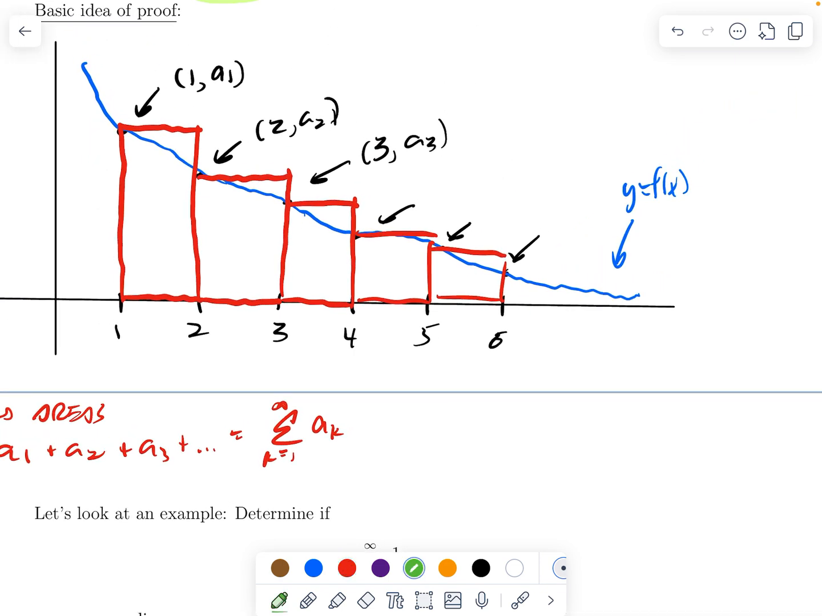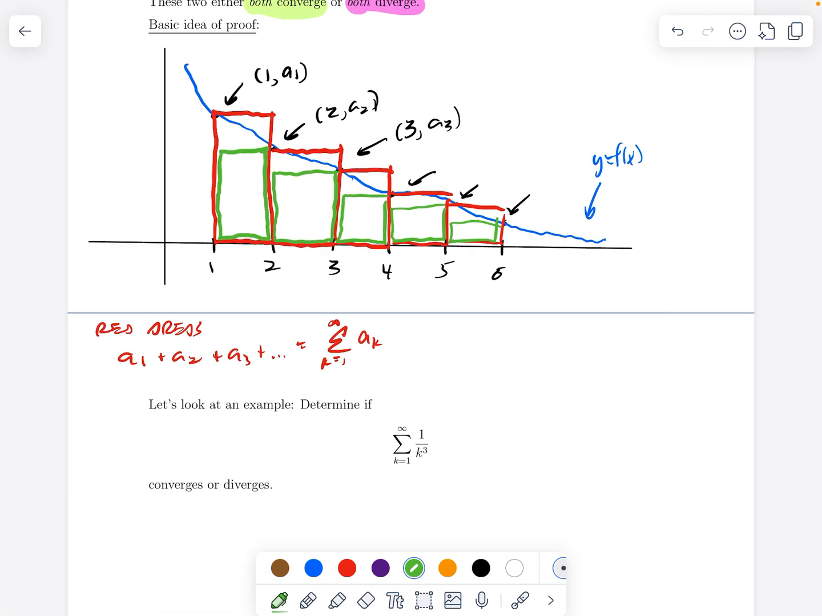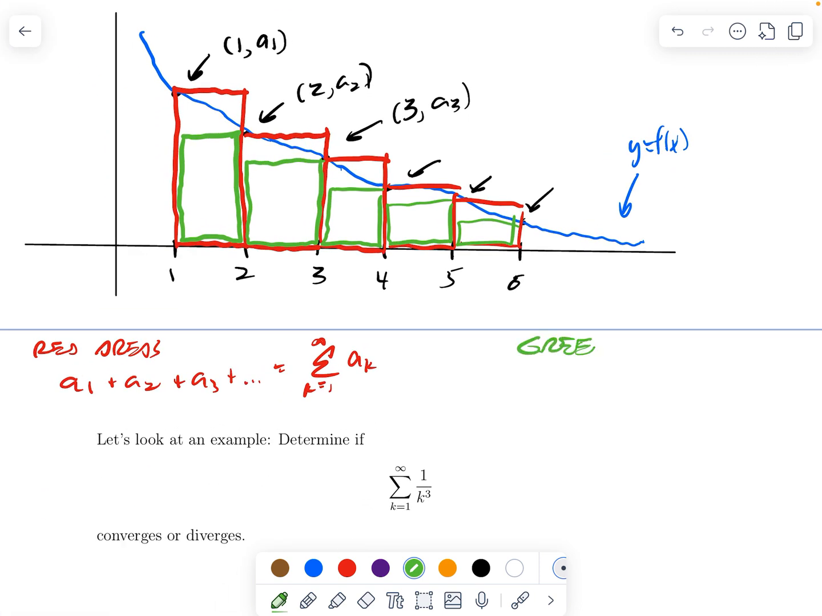Now, let me draw some green boxes. Here's my green box. This is kind of like left endpoint approximations and right endpoint approximations. This first green box, it's 1 unit wide, and its height is a sub 2. And then my next box has a height of a sub 3. And then the next one has a height of a sub 4, etc. So the green areas would be all the same things, except I'm missing the first one. So k starts at 2.